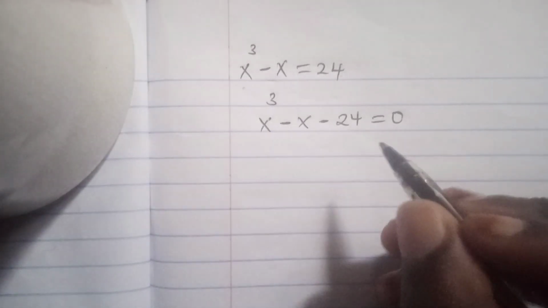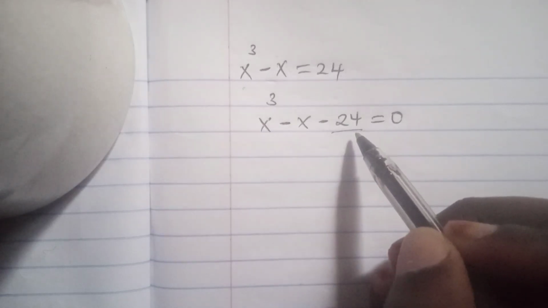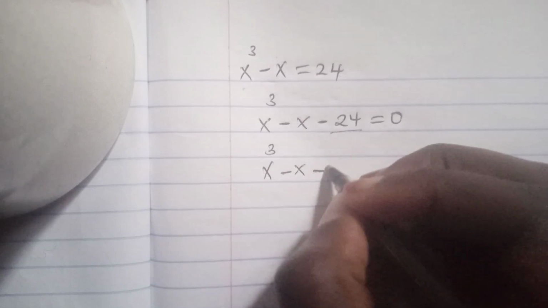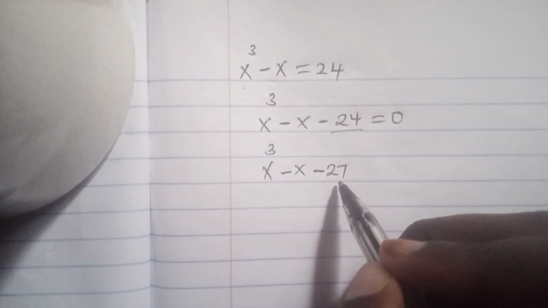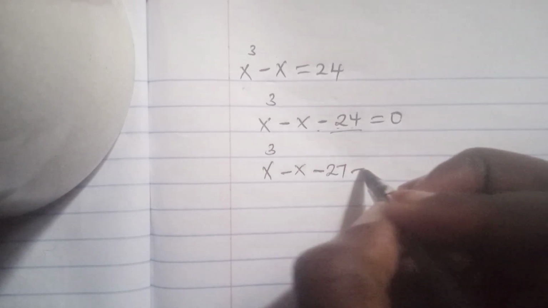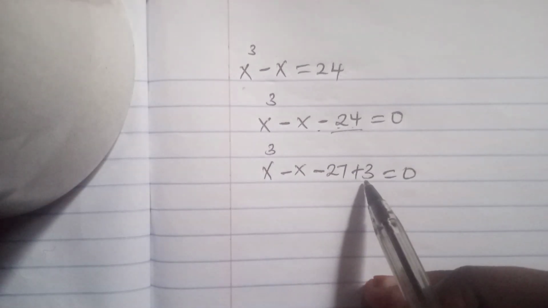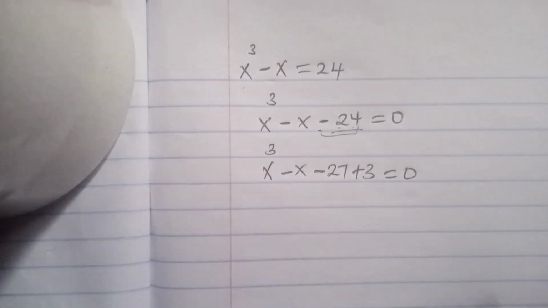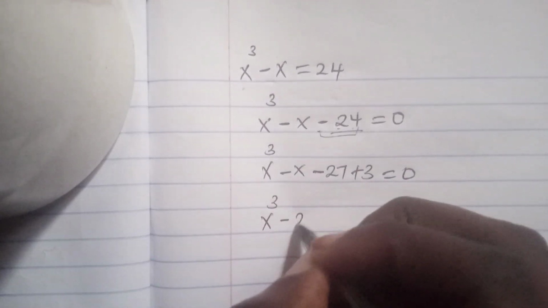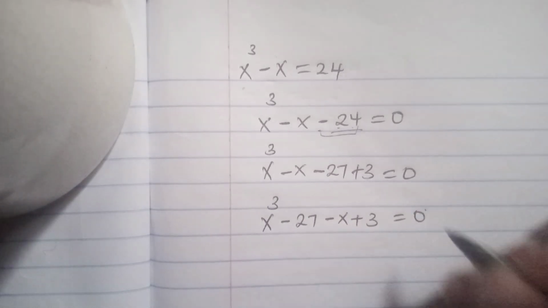So our next step, we have to look for the nearest cubic number to 24, which is 27. So x^3 - x - 27. So what shall we do to this 27 so that it can be negative 24? We shall add 3 = 0. So negative 27 plus 3 gives us negative 24, right? So our next step, x^3 - 27 - x + 3 = 0.